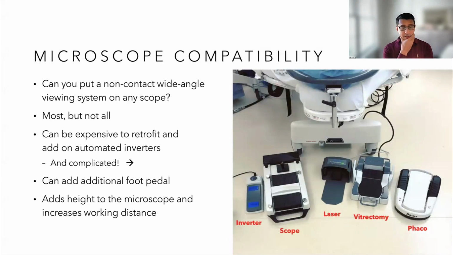Now, where does the microscope fit into all of this? Can we just do this with any system, any microscope, anywhere in the world? Unfortunately, that's not the case. With most microscopes you can fit a wide-angle viewing system on, but not all of them. And that's where the complexity comes in. When I say there are things to improve, one of the things that has to be addressed is compatibility, universal compatibility.